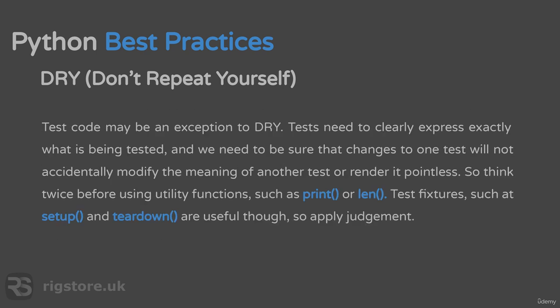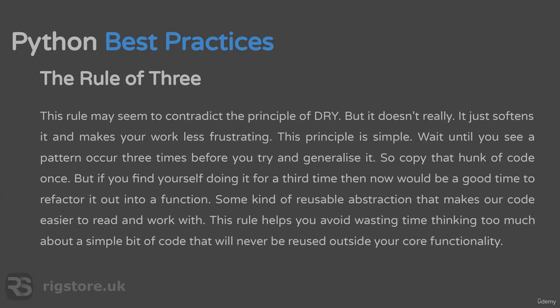Further on dry. So test code may be an exception for dry. Tests need to be clearly expressed and express exactly what is being tested, okay? And we need to be sure that changes to one test will not accidentally modify the meaning of another test or render it pointless. So think twice before using utility functions such as print or length. Test fixtures such as the setup and teardown, as we looked at, are useful, though apply judgment, okay, and make sure that they have their specific scenarios. Try not to use a setup and a teardown for too many very different scenarios, because this will just slow your test down.